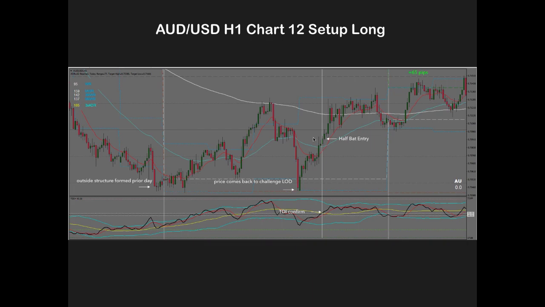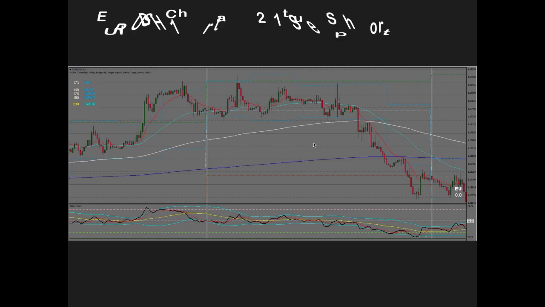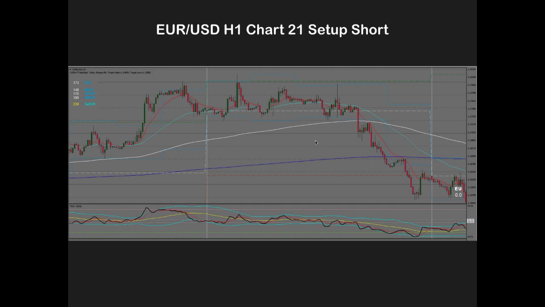All right, let me show you one more example of an hour chart, and this time a short setup. This is Euro USD, H1 chart, 21 setup short. Same thing, just flipped around, looking for an outside structure formed, which is right here. You can see this is the first leg of it, and here's the second leg. This is the big outside structure formed previous week into the new week, same as we had on the Aussie dollar. It's not always going to be like that, but you can see a big structure formed prior day.